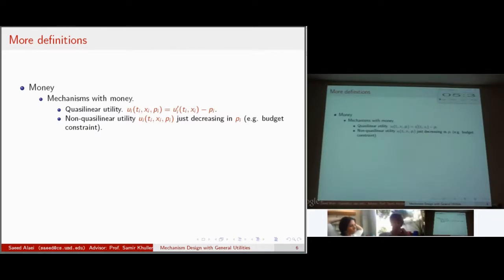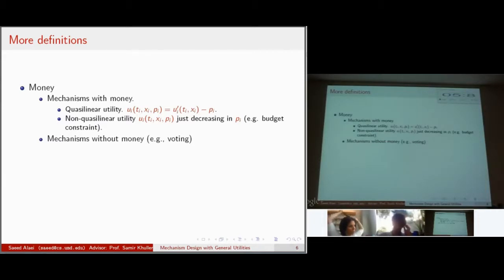So here is a bit more definition. Not all mechanisms use money, but for mechanisms that use money, just as I defined in the previous slide, if the utility function can be written of this form, it's called quasi-linear. Otherwise, if it is just some arbitrary function which is decreasing in payment, it's called non-quasi-linear. For example, if you have a budget constraint, and your utility goes to minus infinity if your payment is above your budget, you have a non-quasi-linear utility.